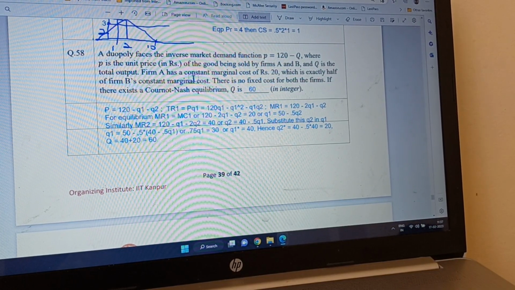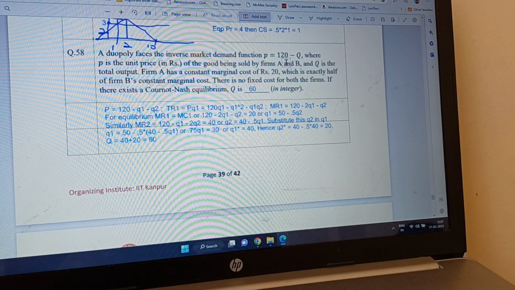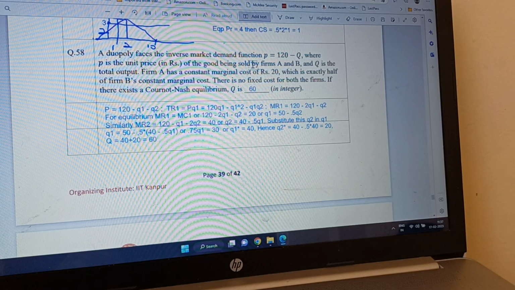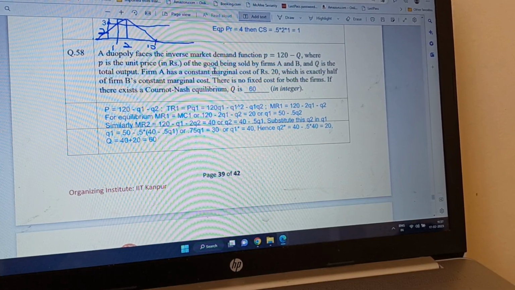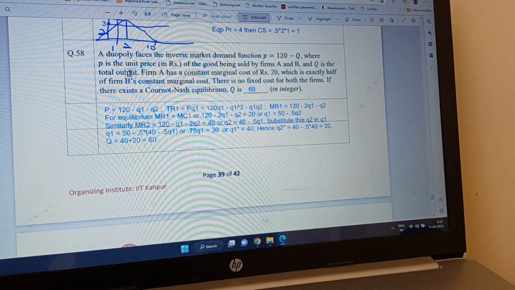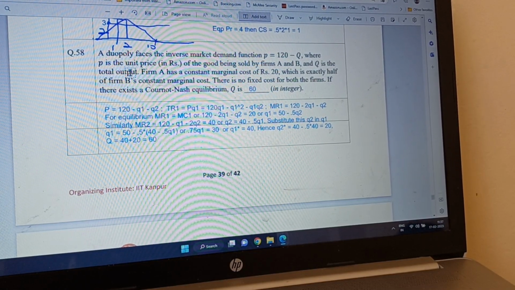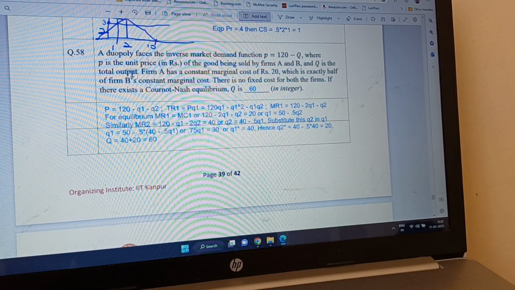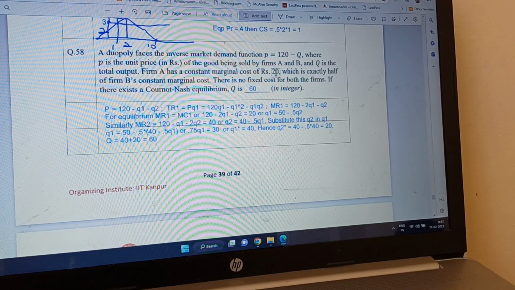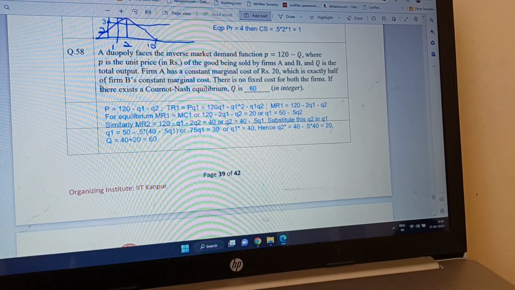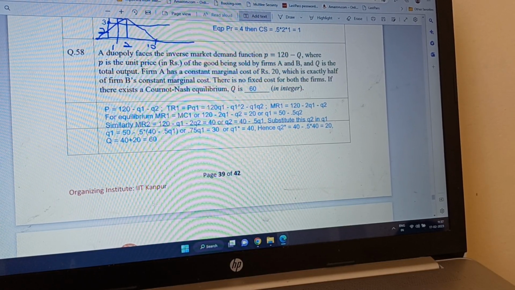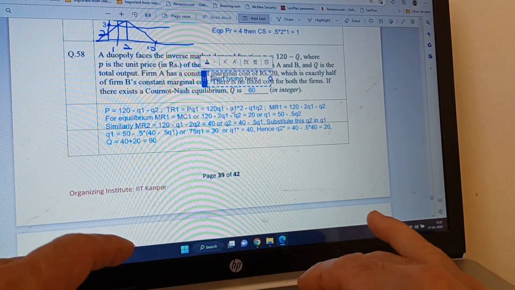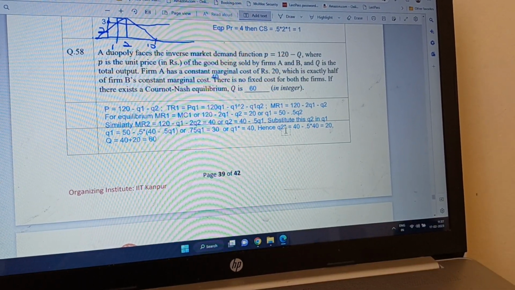A duopoly faces the inverse market demand function P equals 120 minus Q, where P is the unit price of the good being sold by firm A and B, and Q is the total output. So Q is equal to QA plus QB, or Q1 plus Q2, where Q1 is the output of firm A and Q2 of firm B. Firm A has a constant marginal cost of 20, which is exactly half of firm B's constant marginal cost. It means firm B's marginal cost is actually 40 because it is half.